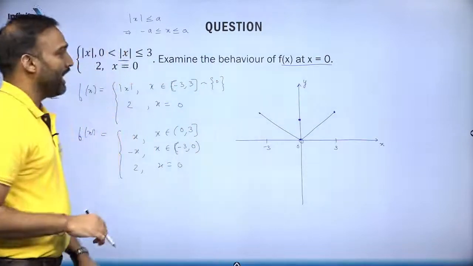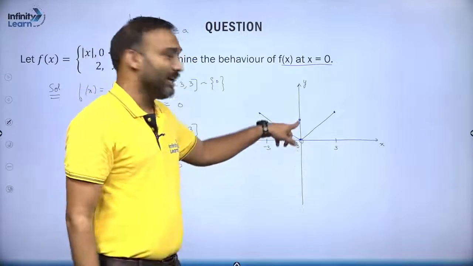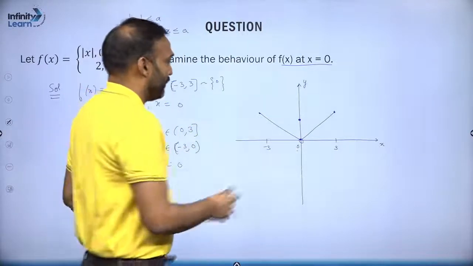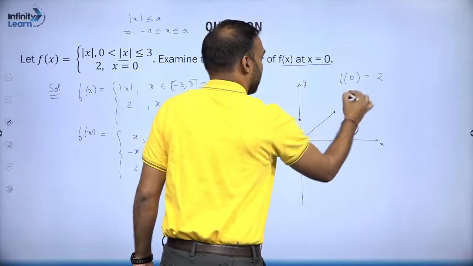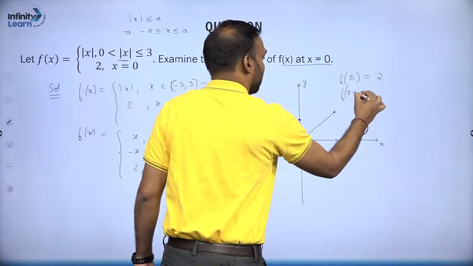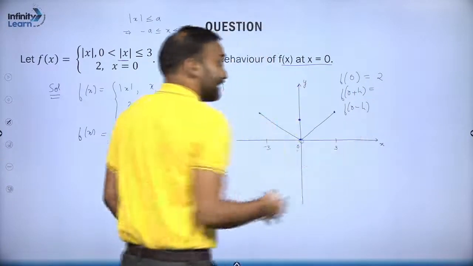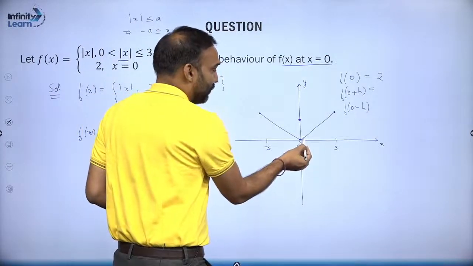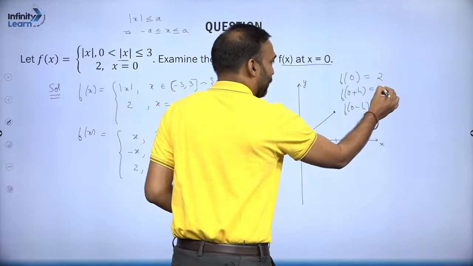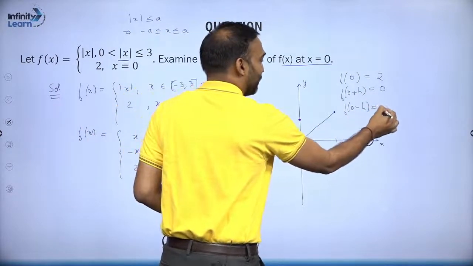Now, I have to check the behavior at x equal to 0. Observe the value of the function at 0 is 2. So, the function is giving us a value equal to 2. Let me find the value at 0 plus h and 0 minus h. Now, 0 plus h is slightly more than 0, so my x is slightly more than 0, then I am over here on this line. So, the value would be tending to 0, and at 0 minus h, the value is again tending to 0.